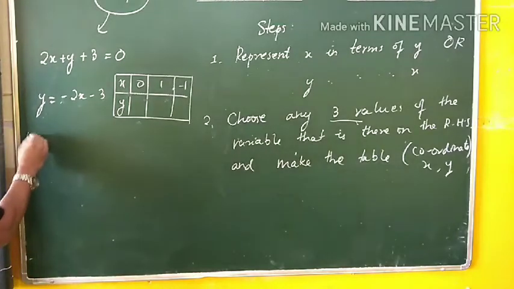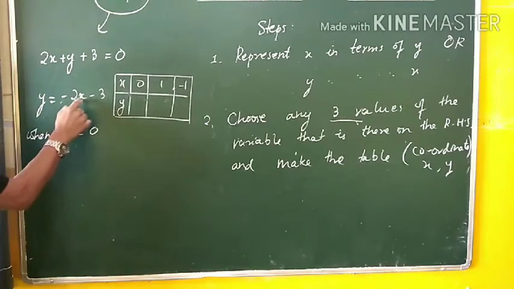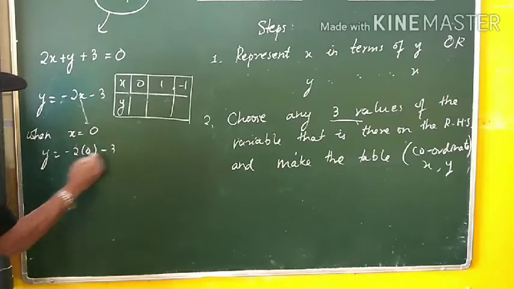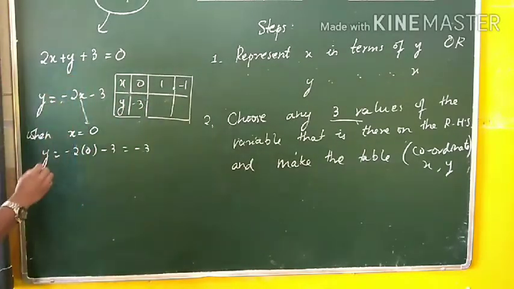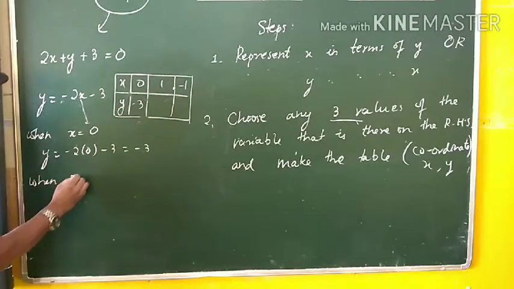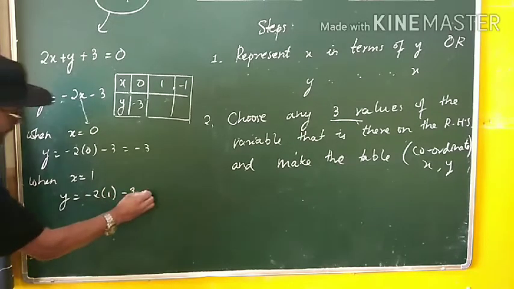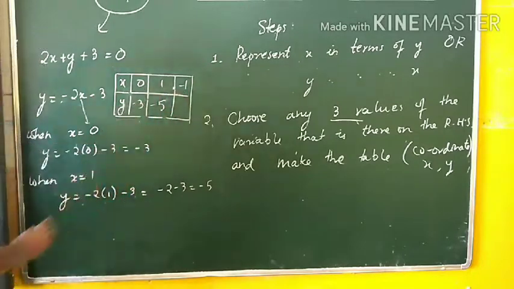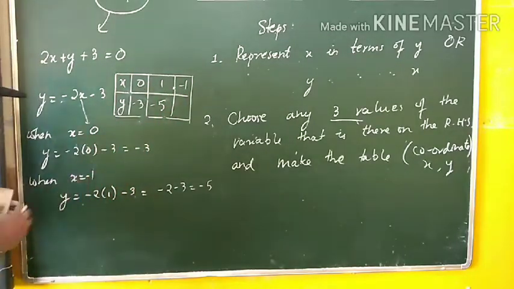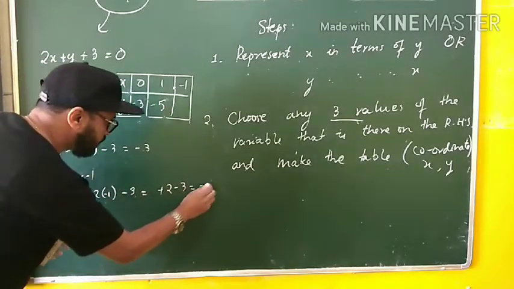So now when x is equal to 0, the value of y will be, and we just substitute it here, 2 into 0. Now we are substituting the value of x as 0. So 2 times 0 is 0, minus 3 will give you minus 3. So when x is equal to 0, y is minus 3. Now when x is equal to 1, then y is equal to minus 2 into 1 minus 3. So this is minus 2 minus 3, which will give you minus 5. And when x is equal to minus 1, I'm doing it here only, then minus into minus will be plus, so this will give you minus 1.